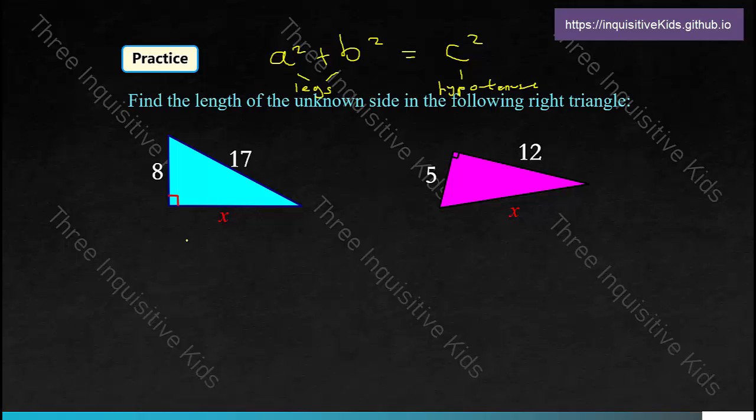Back? Okay, let's go through the answers together. For the first one, what's the Pythagorean theorem? We know that 8 squared plus x squared equals 17 squared. And using algebra, we can get that x equals 15. So in other words, x squared equals 17 squared minus 8 squared. 17 squared, just do 17 times 17, and then x equals 15.